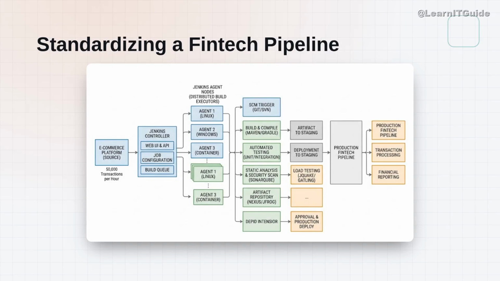Let me tell you about a real scenario. An e-commerce platform processing 50,000 transactions per hour was dealing with extreme pipeline fragmentation. Their developers were spending more time fixing broken Jenkinsfiles than writing actual code. After they introduced a centralized shared library, they defined a standard deploy to production step. When they needed to add a mandatory database migration check, they just updated the library once. Every single service received the update instantly. The impact on their team velocity was massive.